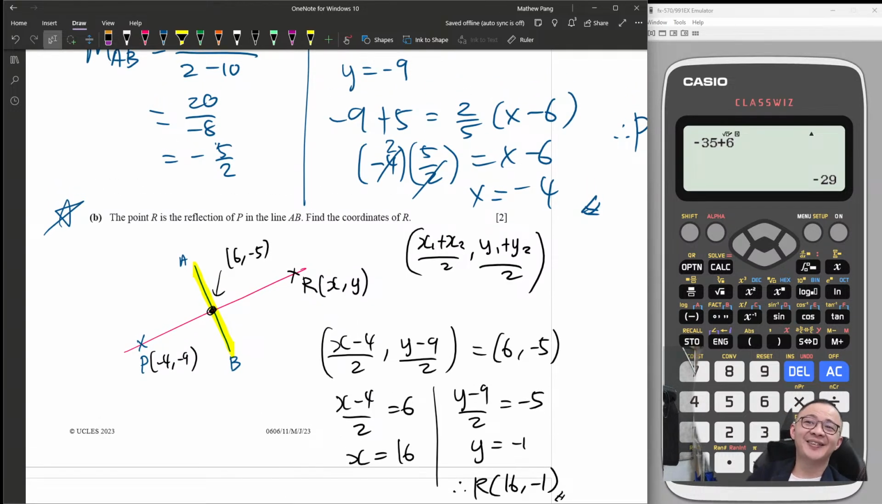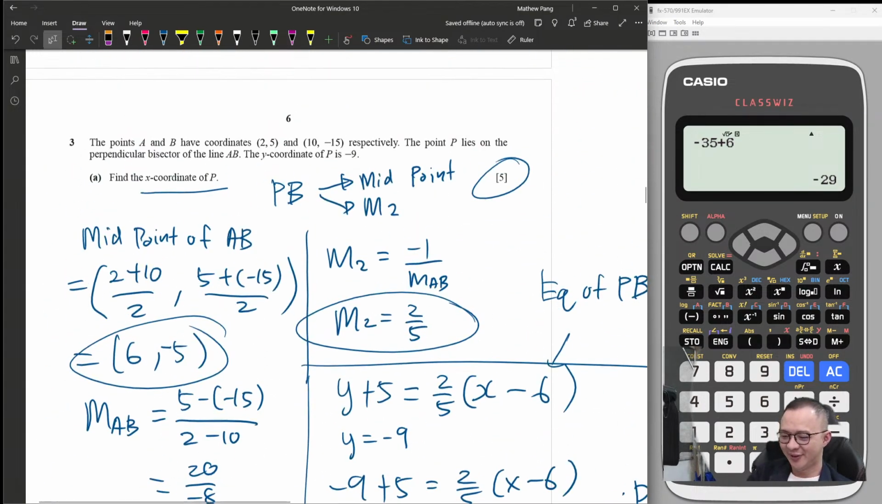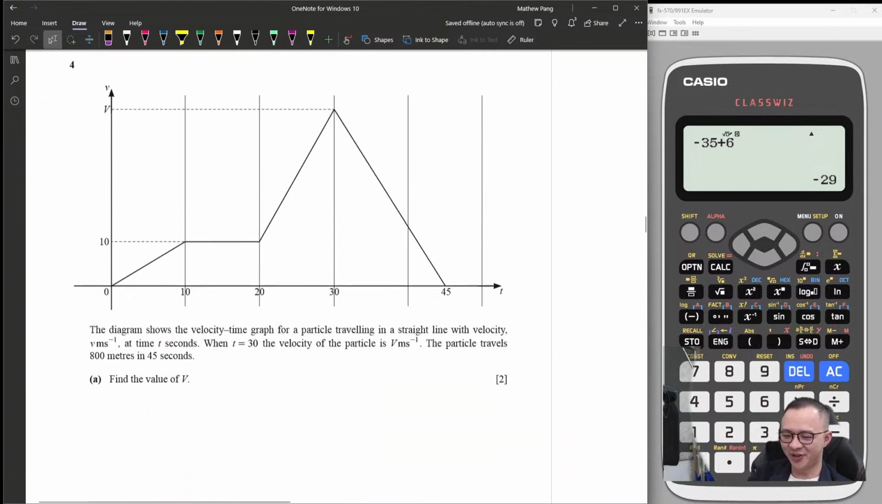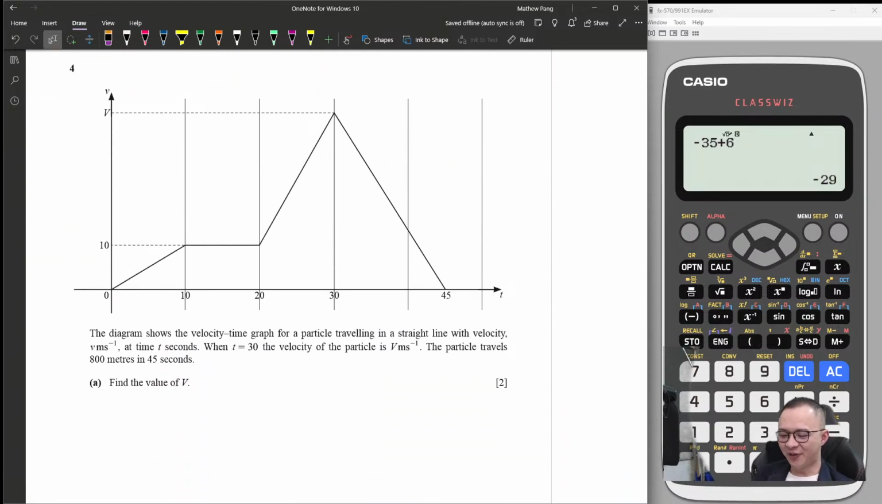Alright, is there any question you want to ask before I move on? Don't have? Yeah, today's progress is a bit slow, only question 3. Alright, question 4.